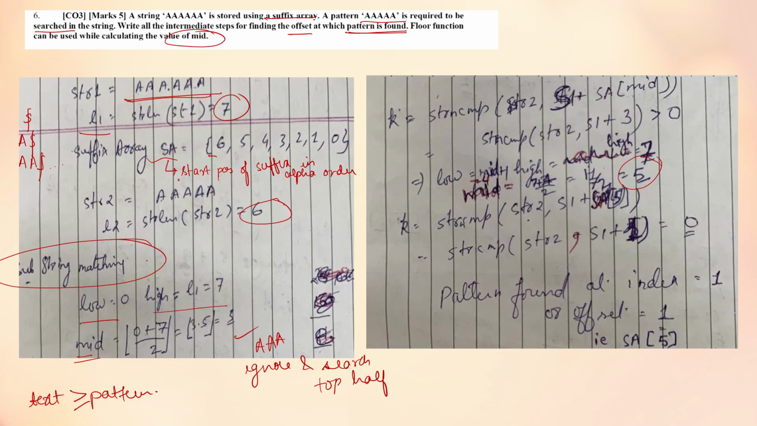Here we found 3. First we use floor here: 0 plus 7 by 2, and then we got 3. Then after that we update our range. When p is greater than your suffix, we move to your right half. Low will be equal to mid plus 1, which is 4, and high will be equal to 6.